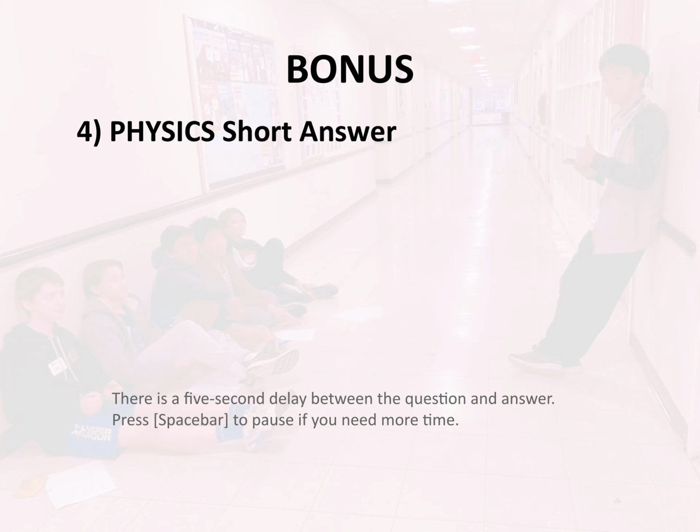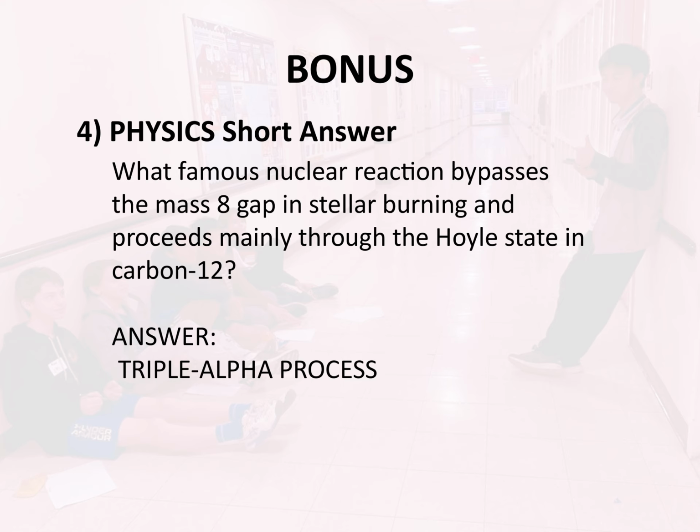Bonus 4. Physics. Short answer. What famous nuclear reaction bypasses the mass 8 gap in stellar burning and proceeds mainly through the Hoyle state in carbon-12? Answer. Triple alpha process.